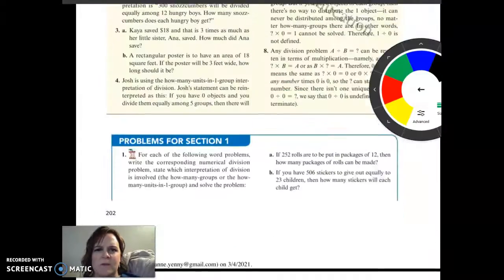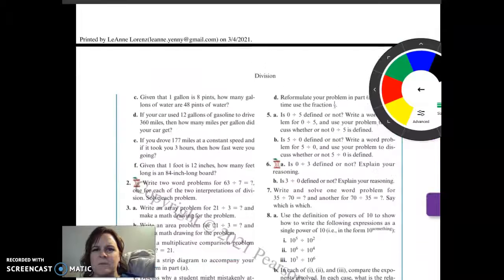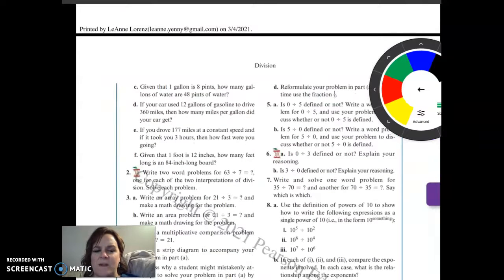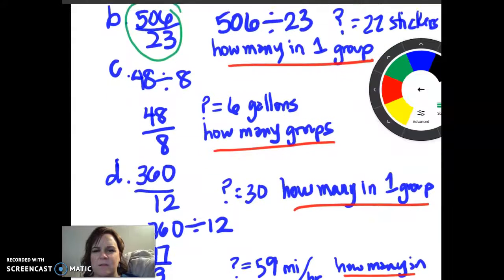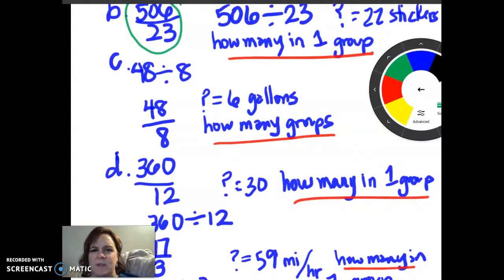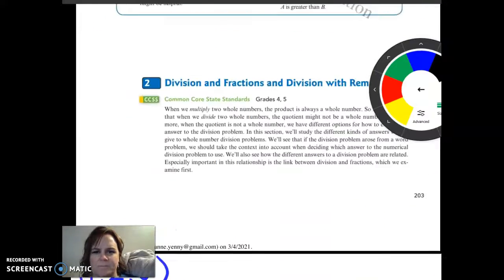In C, we have, given that 1 gallon is 8 pints, how many gallons of water are in 48 pints? So we're just going to divide by 8. 48 divided by 8, or 48 eighths. And we get 6 gallons, and this is a how many groups type of problem.